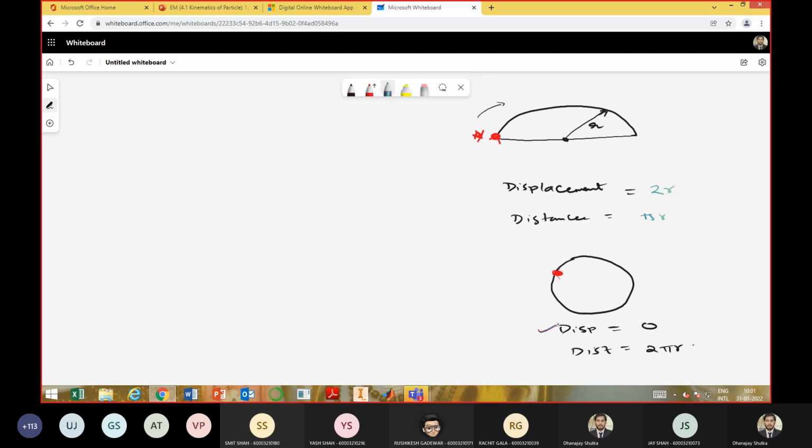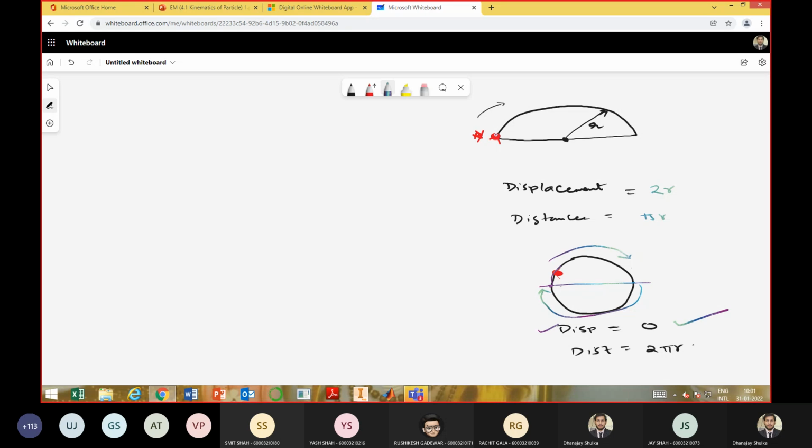How did you find that? See, why did displacement become 0? Because the particle, let's say this is the initial position. The particle started from here and moved like this, and it is coming back to the initial position from where it started. So whenever a particle starts from the initial position and comes back to the initial position, displacement will always be 0, because it comes to the same position, okay?